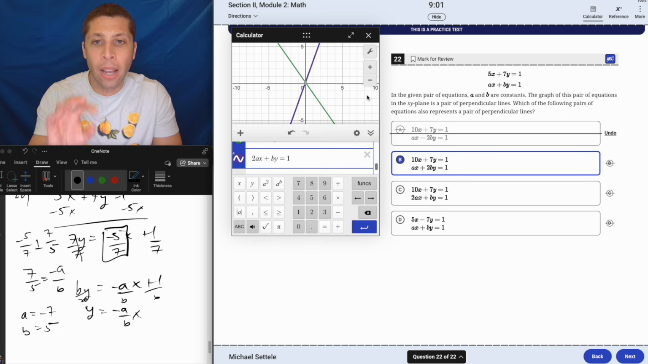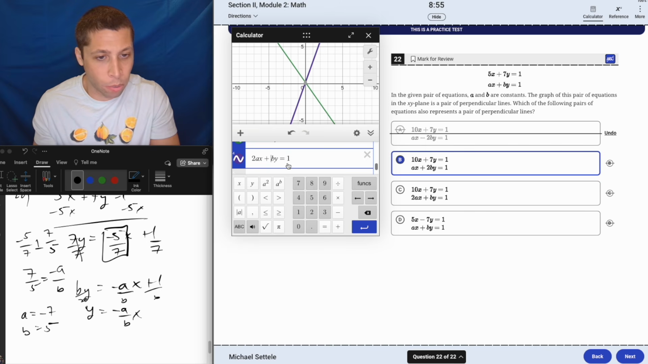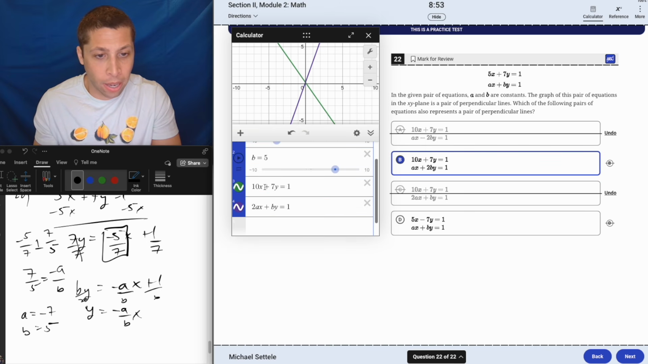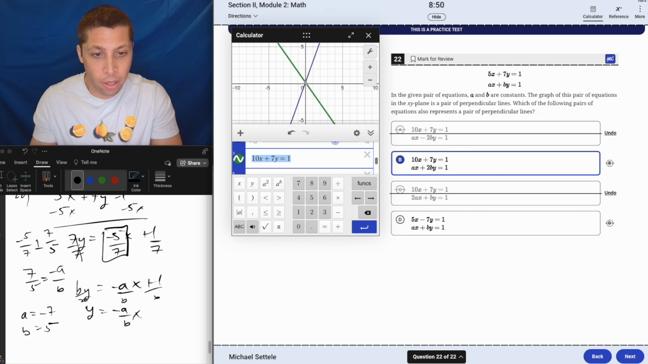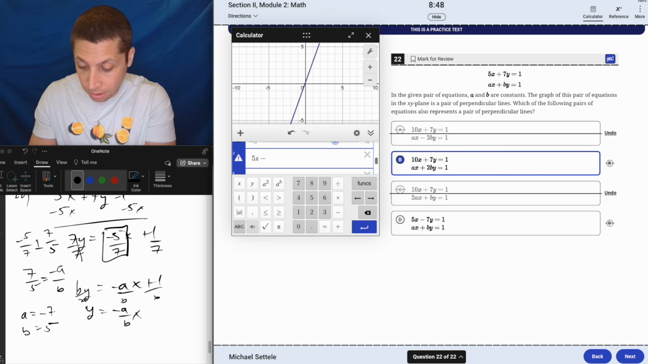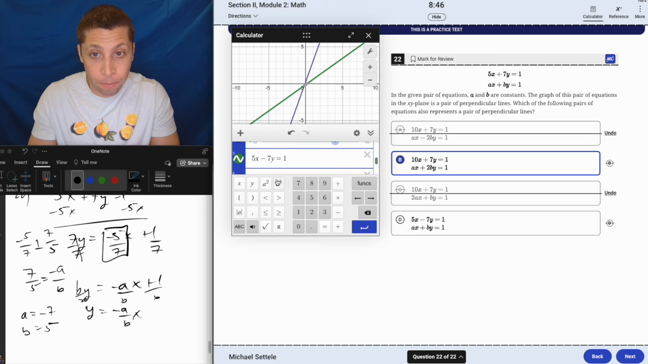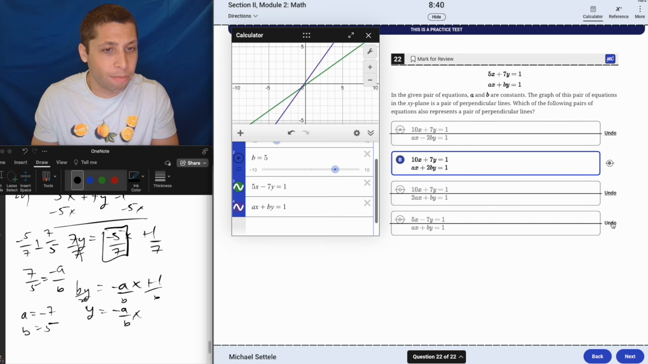I've hit that home button. Everything is well balanced. Look at all these little squares, right? Since these look like squares, we know the whole thing is a square. So that doesn't work. And this is just completely different. 5x minus 7y equals 1. And this is ax plus by equals 1. Clearly not perpendicular.